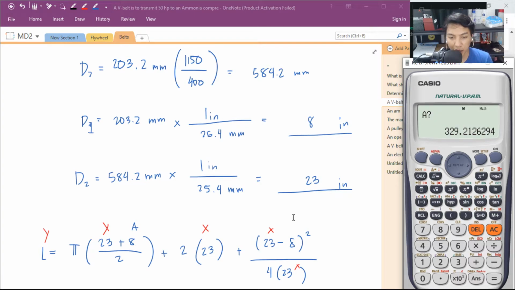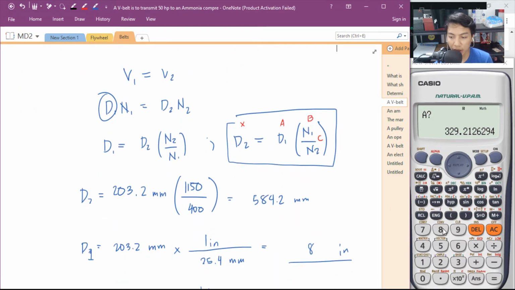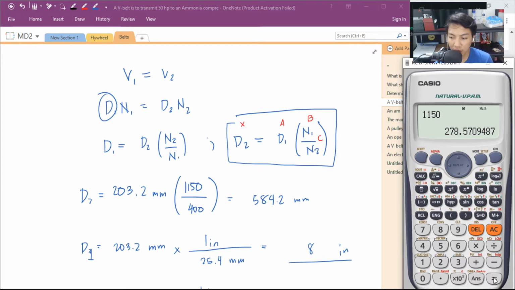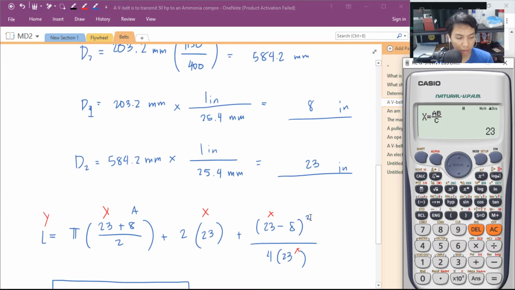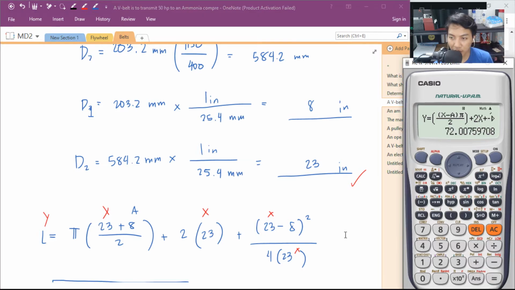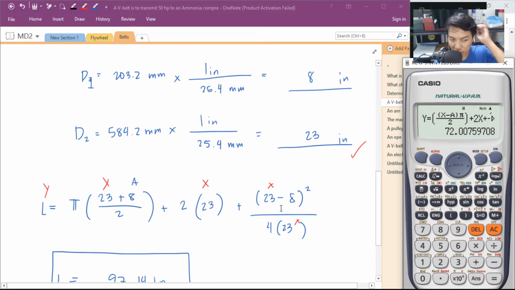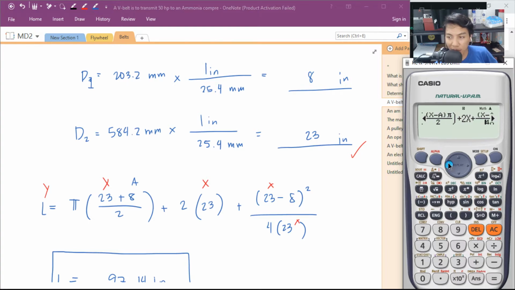Ano daw yung A? Yung A mo kasi is D1. That is 8. Si B is 1150. Si C is 400. And then, na-solve na niya. So, that is 23, correct. Okay? Check. And then, the next one will be 72 inches. Bakit naging 72 inches yan? Nagtataka ko. 2 times 23. Ayun, naging minus pala. Dapat to plus din.